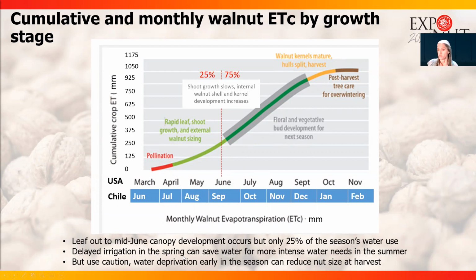Delayed irrigation in the spring can save water for the more intense water needs of the summer, but we recommend using caution with withholding water during this time because water deprivation in early season can reduce nut size at harvest. So it's going to be important to pay attention to the amount of soil moisture in the soil and the walnut plant water status if you are familiar with taking those measurements.